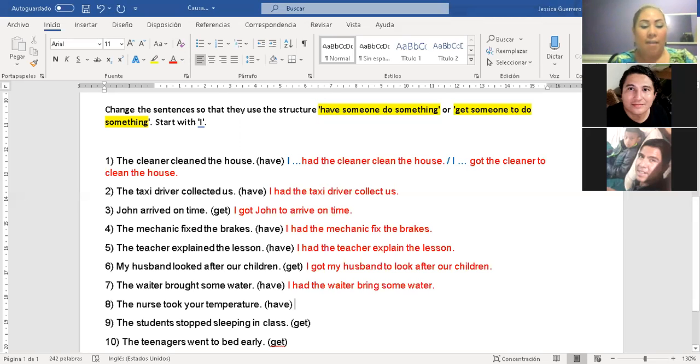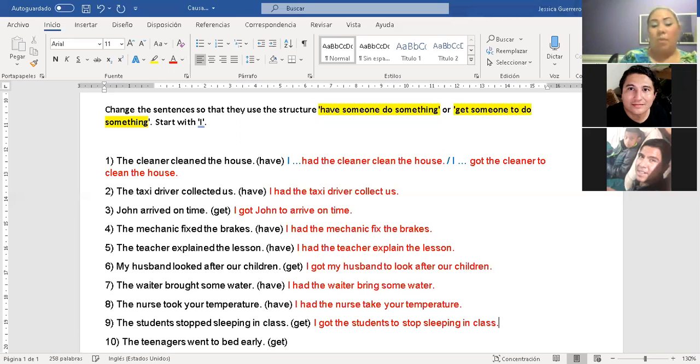In this case, it would be I had the nurse take your temperature. I got the students to stop sleeping in class. And this is another one. You're not going to pay the students to not sleep in class. You're not going to ask them for a favor. It's more about convincing them or persuading them.